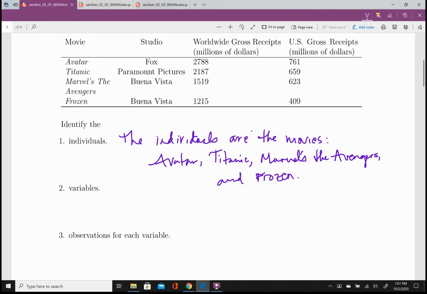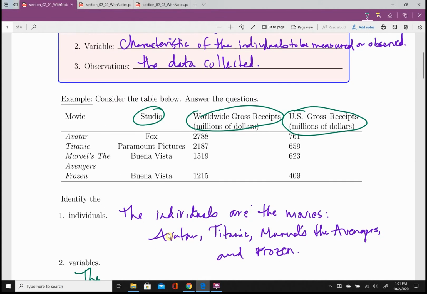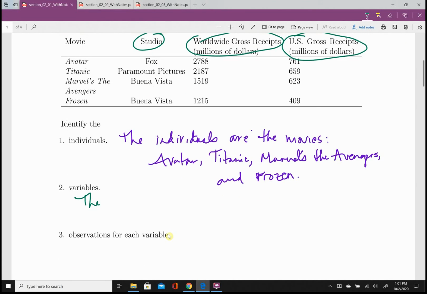Okay, the variables. What are the variables? Now there are three different variables here, and I'll maybe change up the color here. There'll be studio, worldwide gross receipts, and U.S. gross receipts. So those are the variables. So those are the things, the measurable items, characteristics, right, of the individuals measured or observed.